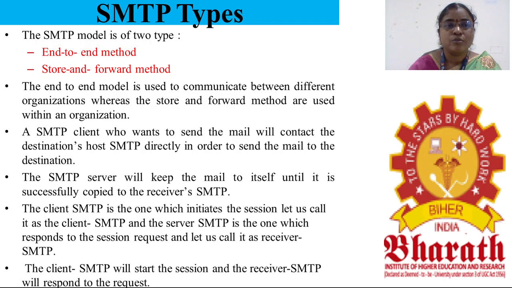SMTP types. Mostly we are using two types here. The first one is the end-to-end method. The second one is the store and forward method. The end-to-end method is used to communicate between different organizations, whereas the store and forward method is used within an organization. The SMTP client, who wants to send the mail, will contact the destination host SMTP directly in order to send the mail to the destination. The SMTP server will keep the mail to itself until it is successfully copied to the receiver's SMTP.